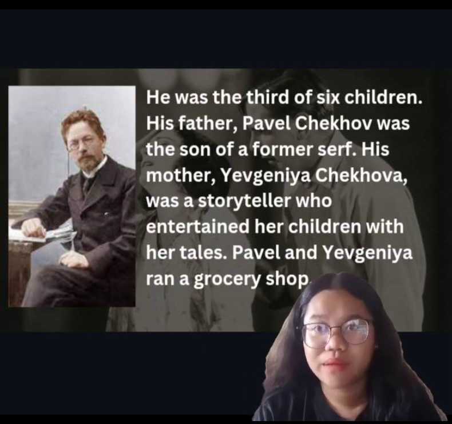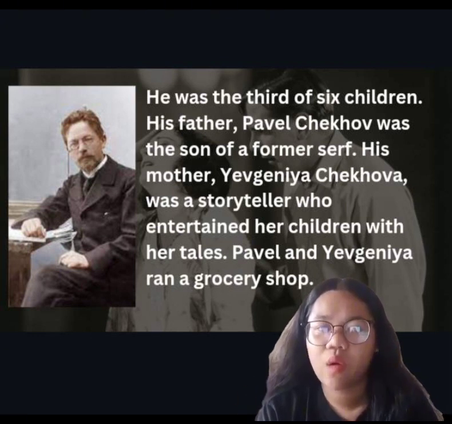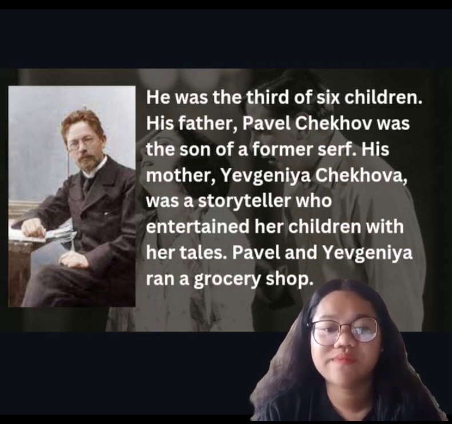Life background of Anton Chekhov. He was the third among the six children. His father's name is Pavel Chekhov, the son of a farmer serf, while his mother's name is Yevgenia Chekhova, a storyteller who entertained her children by telling tales, while his parents ran a grocery shop.